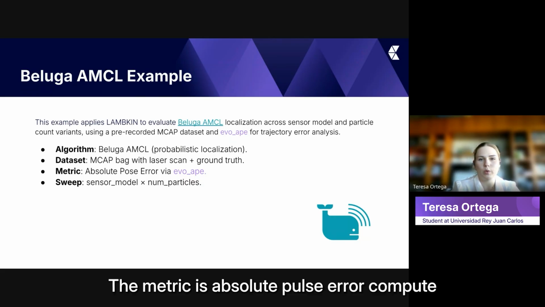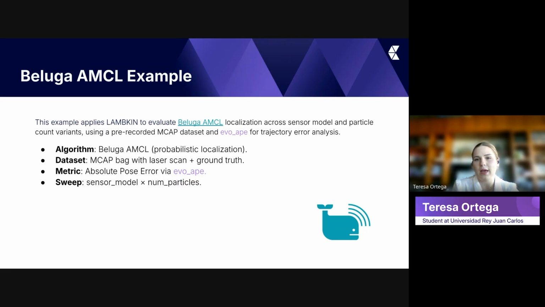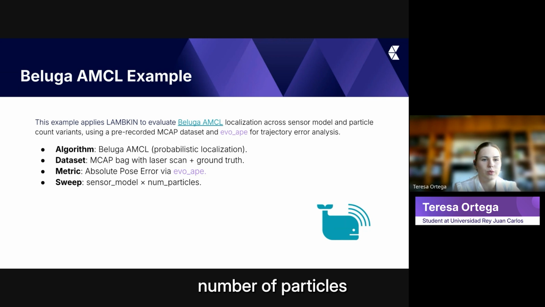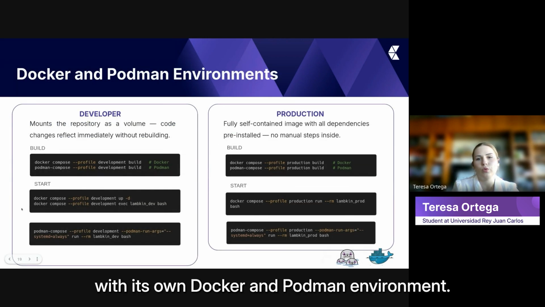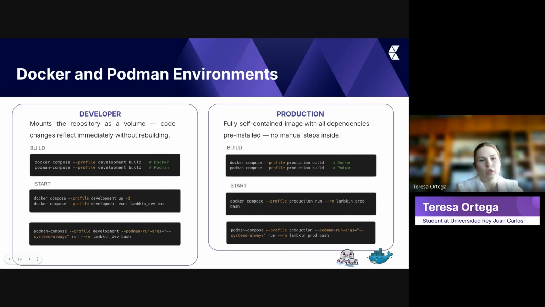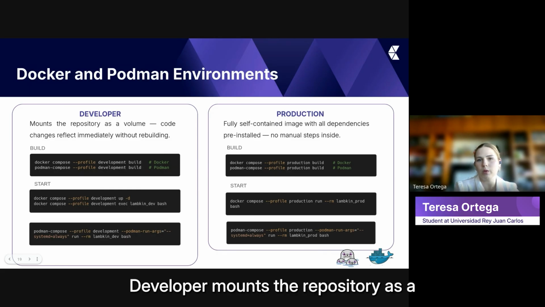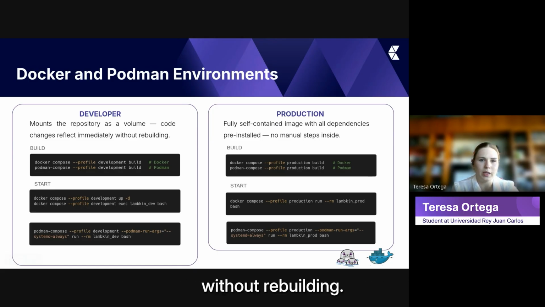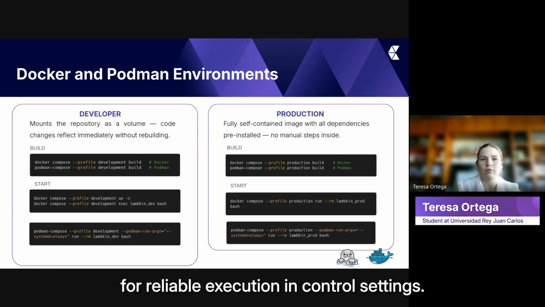The metric is absolute post-error computed with EVO APE, and the sweep is the cross product of sensor model and number of particles. To ensure reproducibility, the example sweeps with its own Docker and Podman environment. Two profiles are available. Developer mounts the repository as a volume, so code changes are reflected immediately without rebuilding. This is what we use during active development.